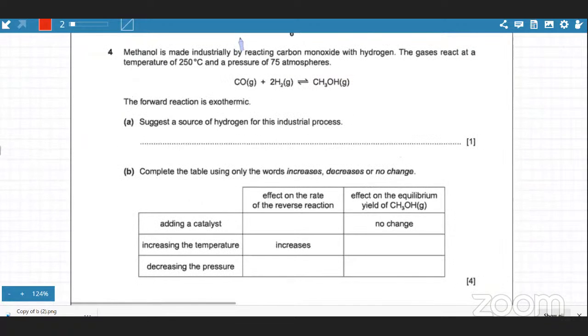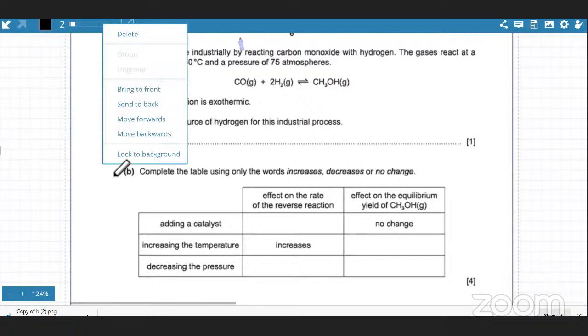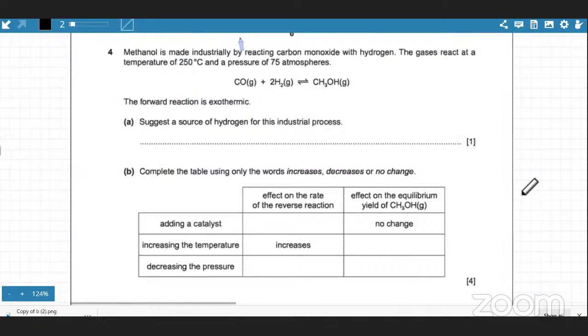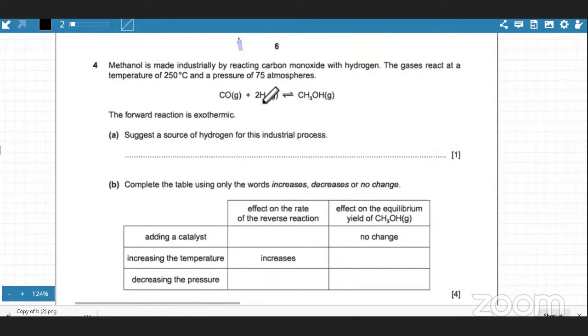Let's move to the next part of the question, which is that methanol. Now, this is probably about equilibrium. Methanol is made industrially by reacting carbon monoxide with hydrogen. The gases react at a temperature of 250 and a pressure of 75 atmospheres. The forward reaction is exo. So I'm just going to write it over here so that we remember this. The forward reaction is exothermic. It's exo in the forward.